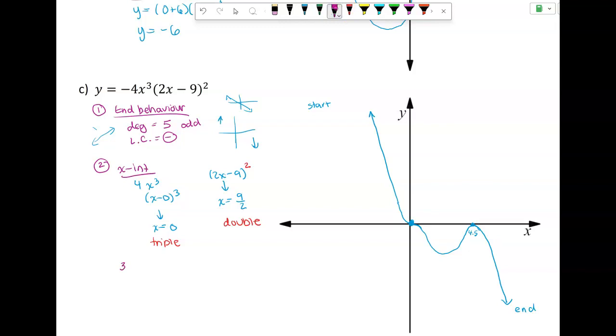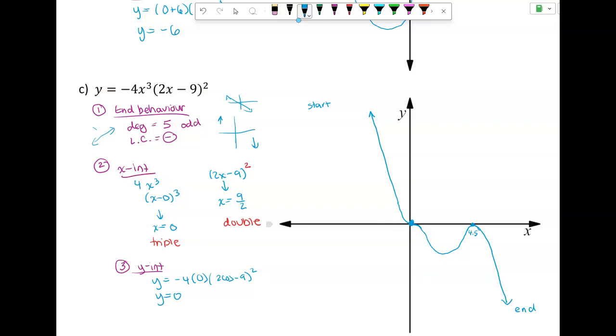Okay? But wait, we didn't check. We forgot our third feature, which is the y-intercept. And I know based on that, that's going to end up being 0, but just double check. We've got y = -4, bracket 0, 2 times 0 minus 9 squared. Well, this 0 is going to make everything equal to 0. So y = 0. So yes, the y-intercept was 0. Okay, we just double check.